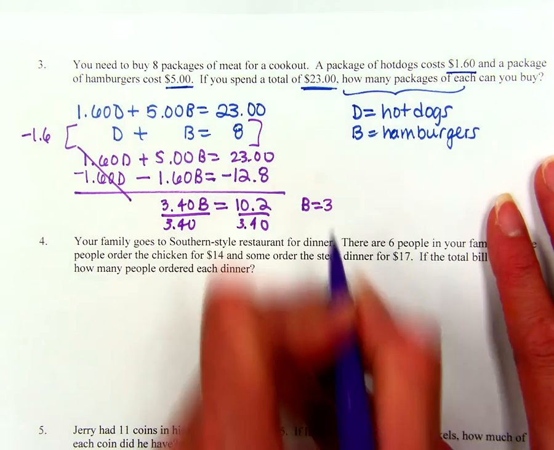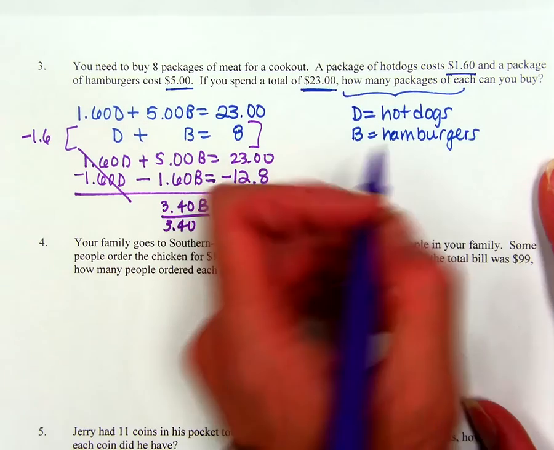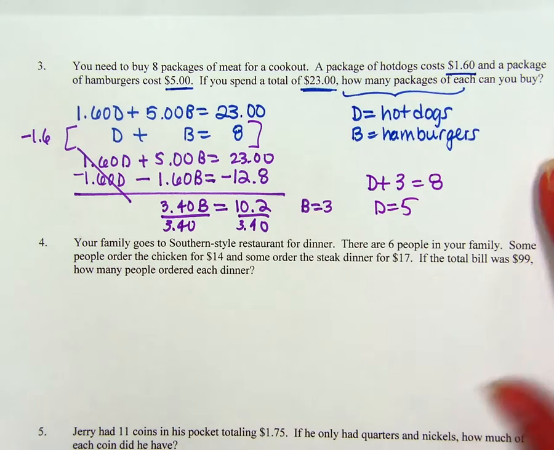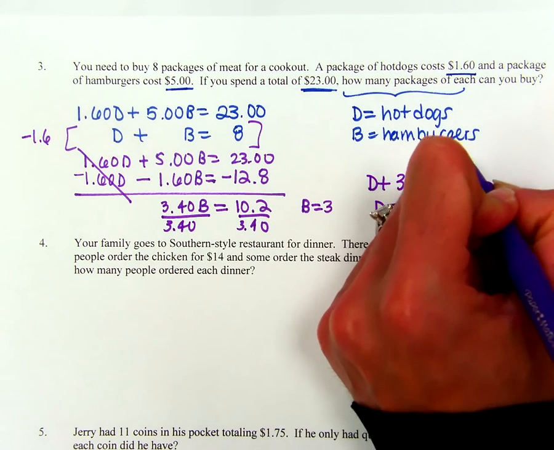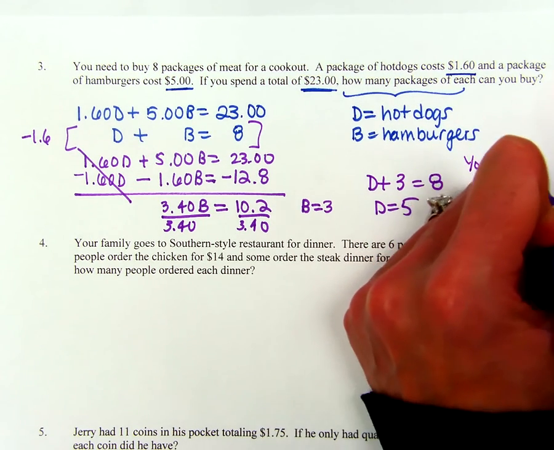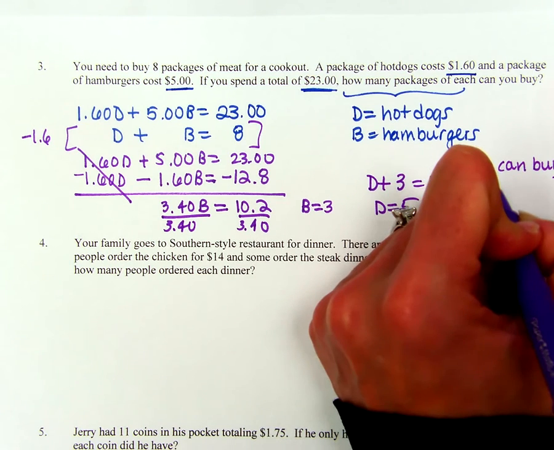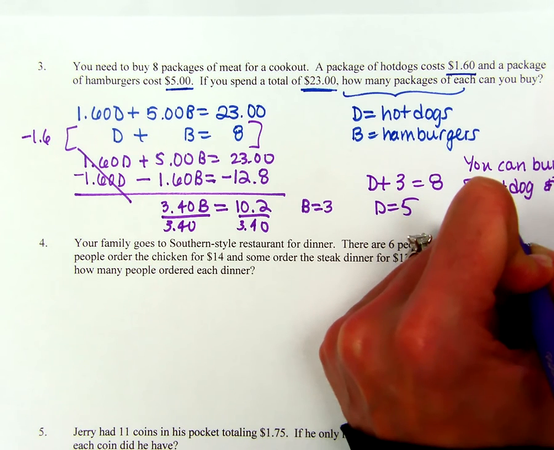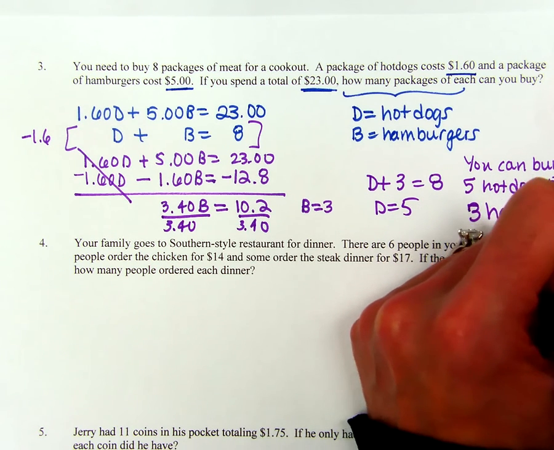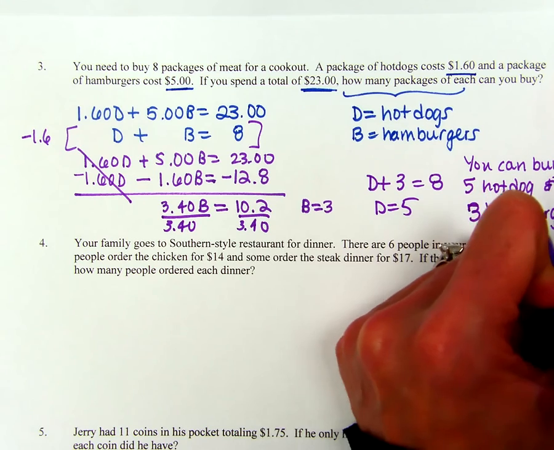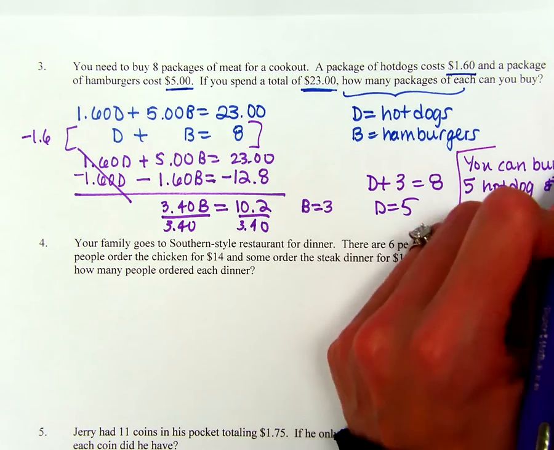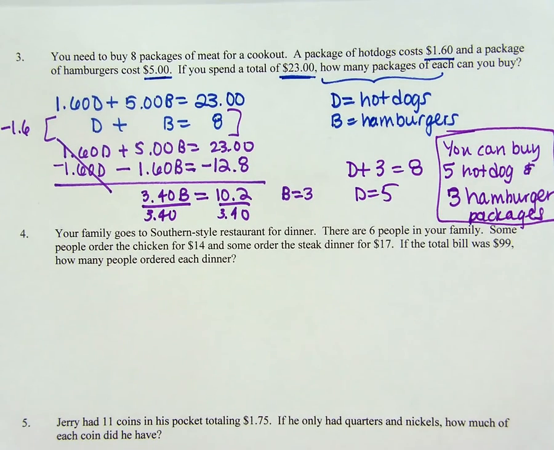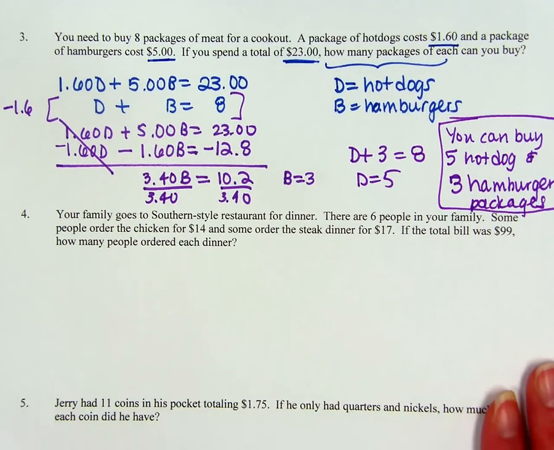3. All right, go back to the easiest equation. D plus B equals 8. That means that D equals 5. So how many packages of each can you buy? You can buy 5 hot dog packages and 3 hamburger packages. Most of these problems are going to be set up as elimination. I think there'll be just a few, if any, that show up as a substitution problem.